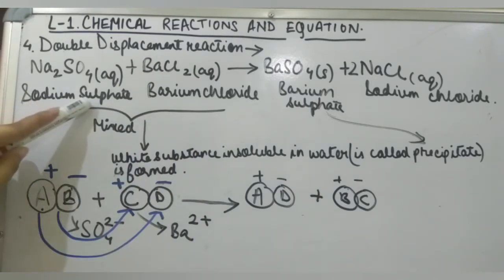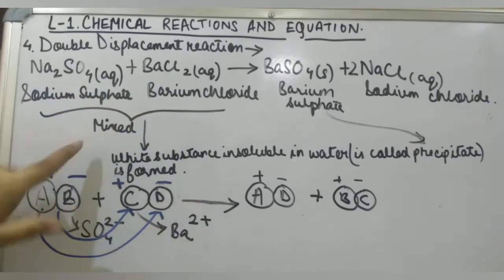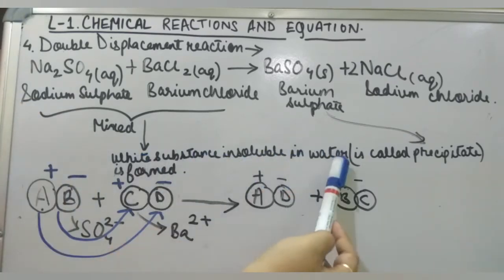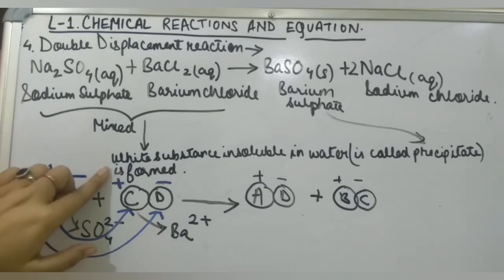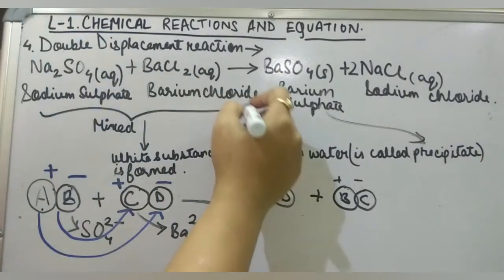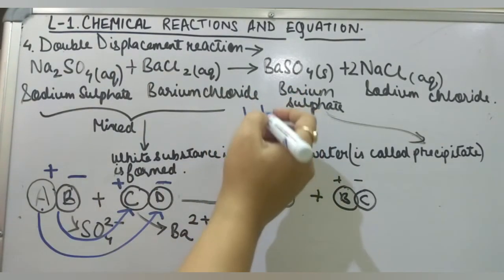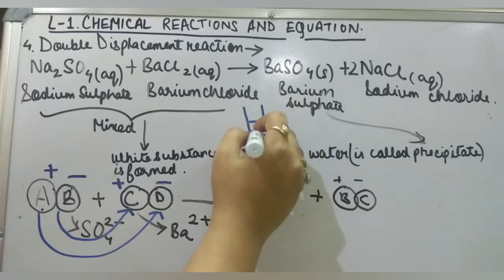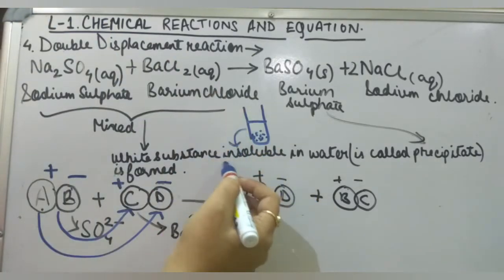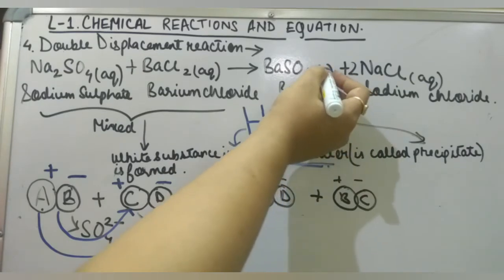Now look at the example, sodium sulfate and barium chloride. When they are mixed, a white substance which is insoluble in water is formed. This white substance is called a precipitate. It will be barium sulfate in solid form, because this white substance is insoluble in water. In a test tube we will see a white kind of precipitate, and it will settle down. These are the insoluble particles and it is called the precipitate.